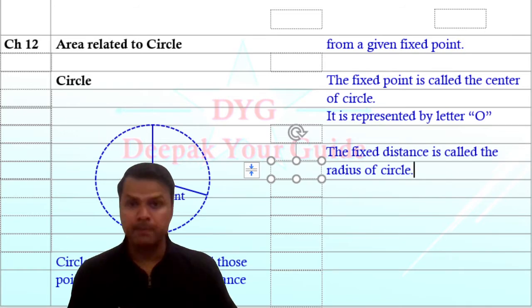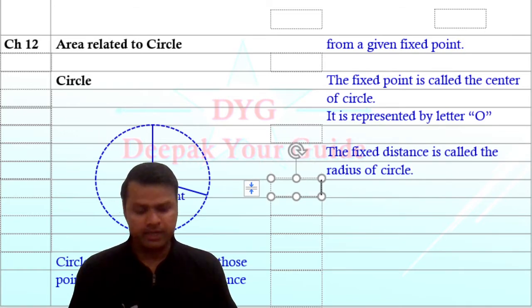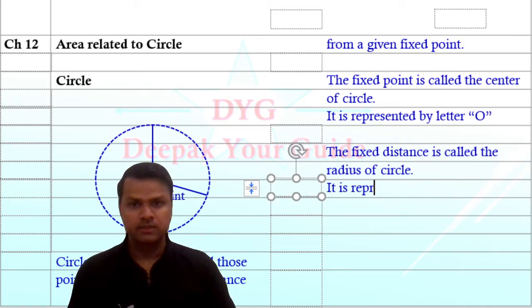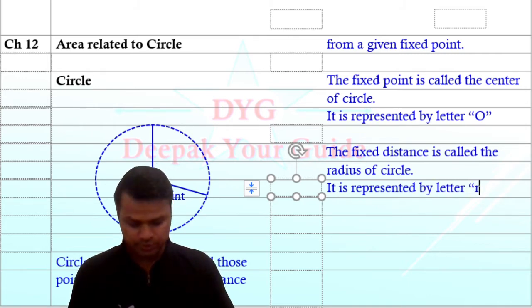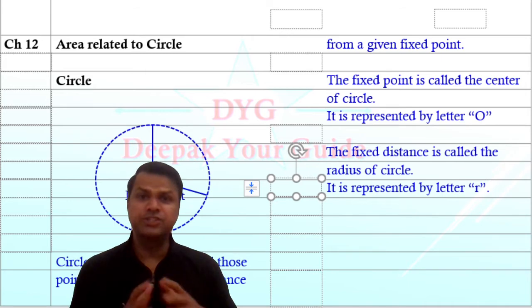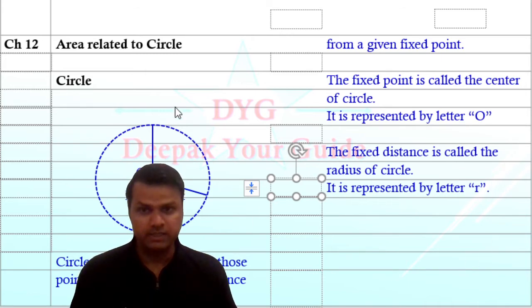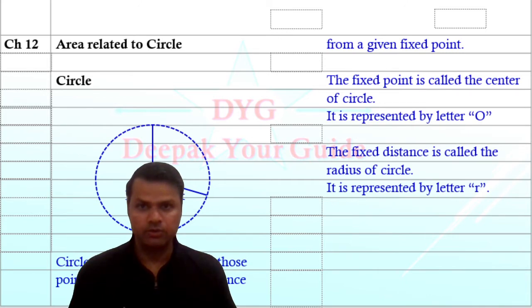Radius of a circle is represented by small r. It is represented by the letter small r. These are the general notations. So that means the distance that we have here, let me also write how we can show it. This distance that we have, this is the small r.